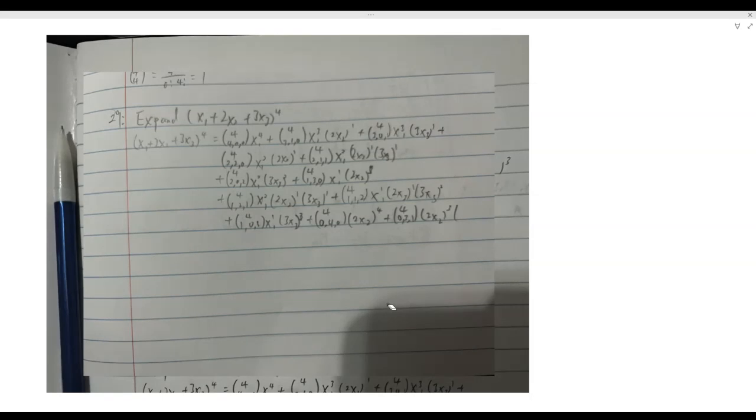More than 16 terms. So this is 12. How many terms? The first one has 4. This one, the first one has 4. First one is here. Have you done all the numbers? Not yet.